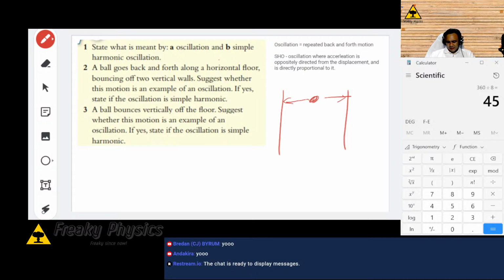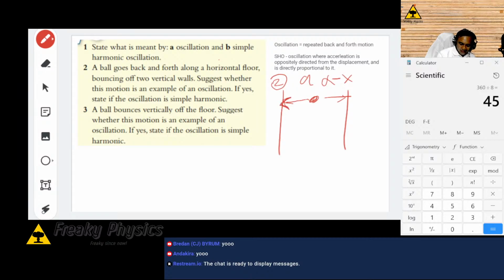Why is it not simple harmonic? Acceleration is proportional to negative x, right? The acceleration is in the direction opposite the displacement. It depends on the displacement, correct? But in this case, I already told you it's not, so this condition is not met. Now think about it. Why is that condition not met? I'll give you a clue.